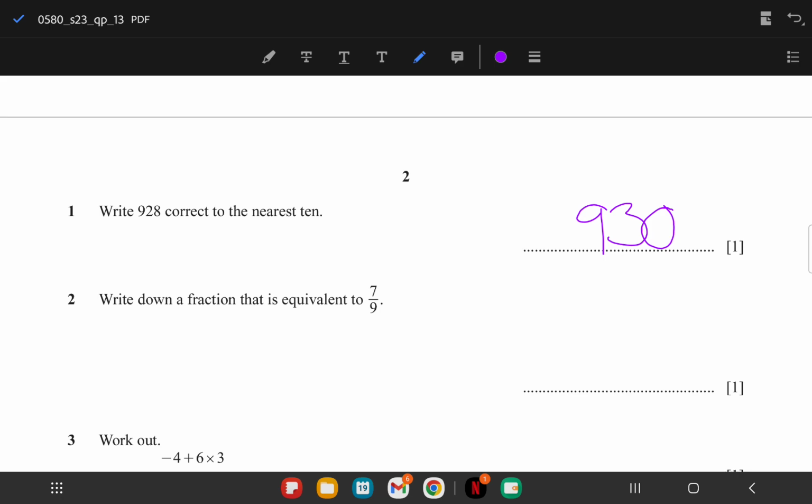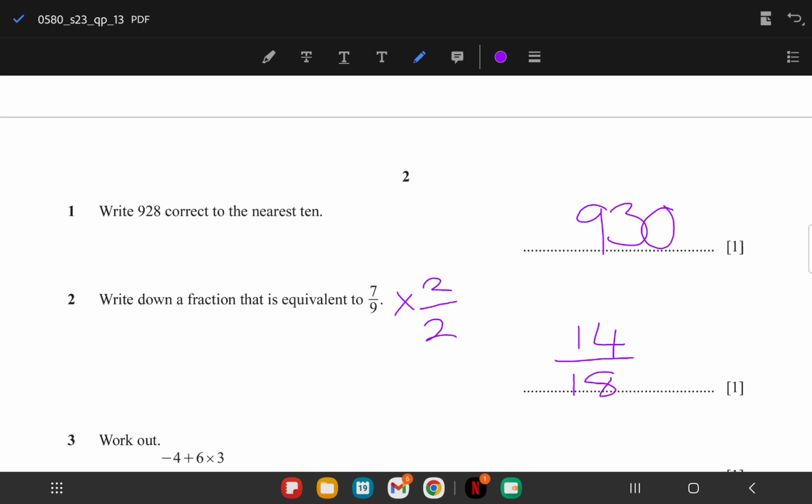The next question, write down a fraction that is equivalent to 7 over 9. Now, any fraction can work. I'm going to choose the next best thing by multiplying this by 2 over 2. You can multiply it by 3 over 3, 4 over 4, 5 over 5, all the way to infinity. It doesn't matter. 7 times 2 will give me 14. 9 times 2 will give me 18.